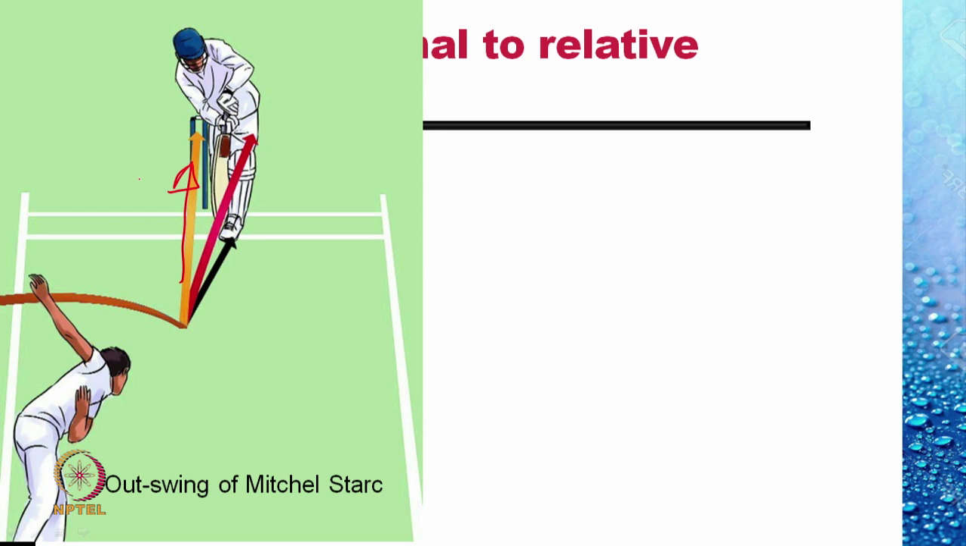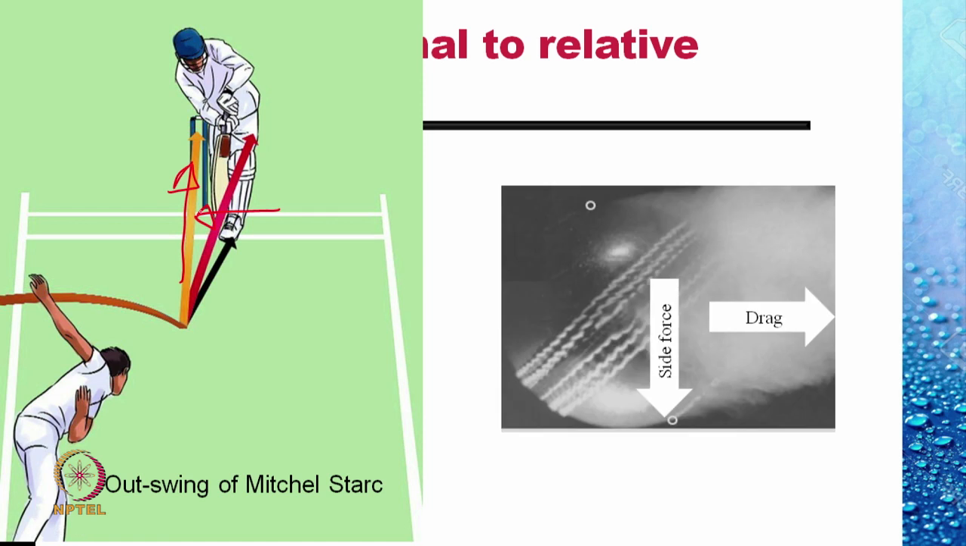This is possible only if there is a force on the ball in a direction normal to the direction of motion of the ball. We would later on in this course explain how that side force comes in on the ball. This ball that is shown is moving in that direction. There is a force of air, a drag force, which is trying to decelerate it. And there is a side force that results because of the inclined seam. And this side force results in an outswing.